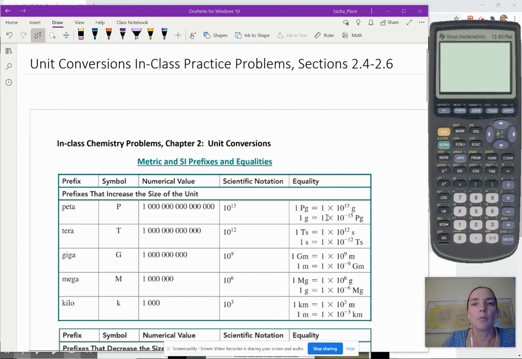I'm going to be going through some examples of unit conversions, or sometimes we call this unit analysis problem solving. We've done some of these questions in class, and so if you are seeing me solve something that you already know how to do, you can fast forward.